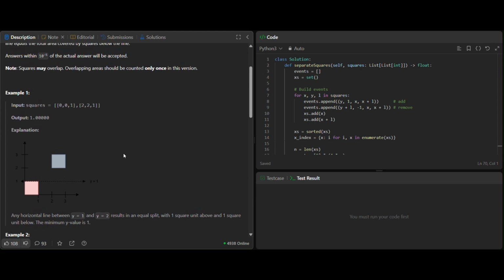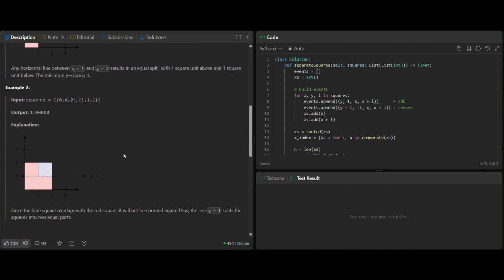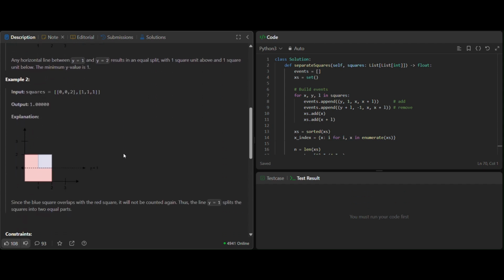The lower bound of our search is the smallest bottom edge of any square, and the upper bound is the highest top edge, which is y plus L. Step 2, helper function. Compute union area below a given mid. We do this using a vertical sweep line.